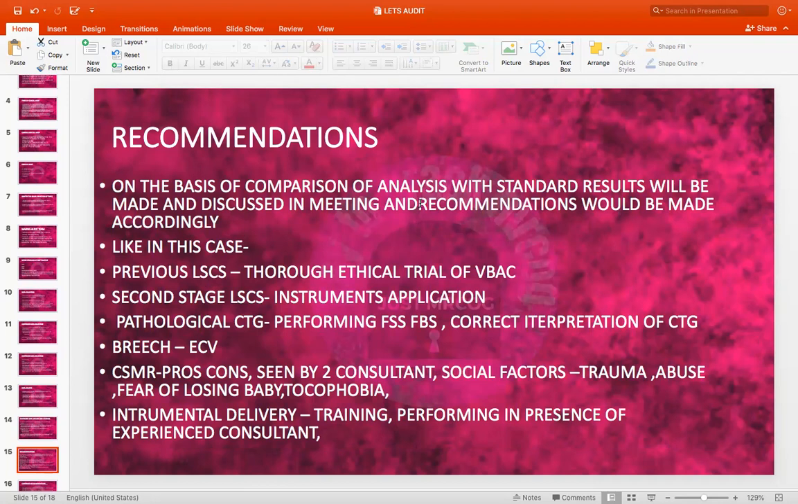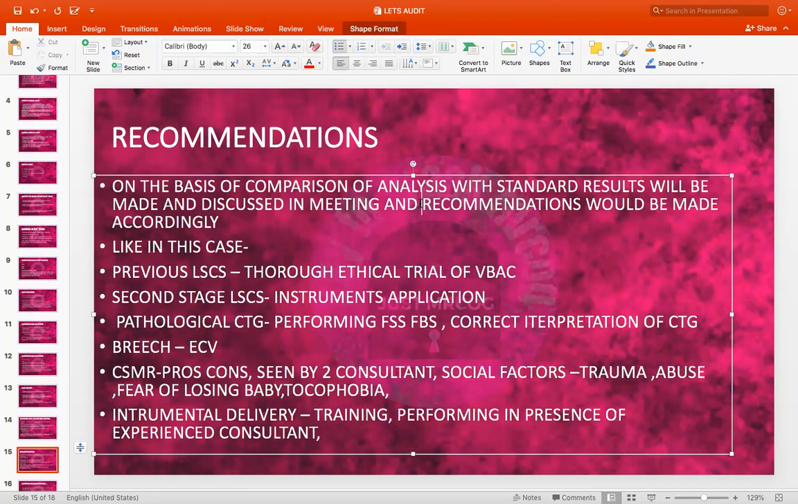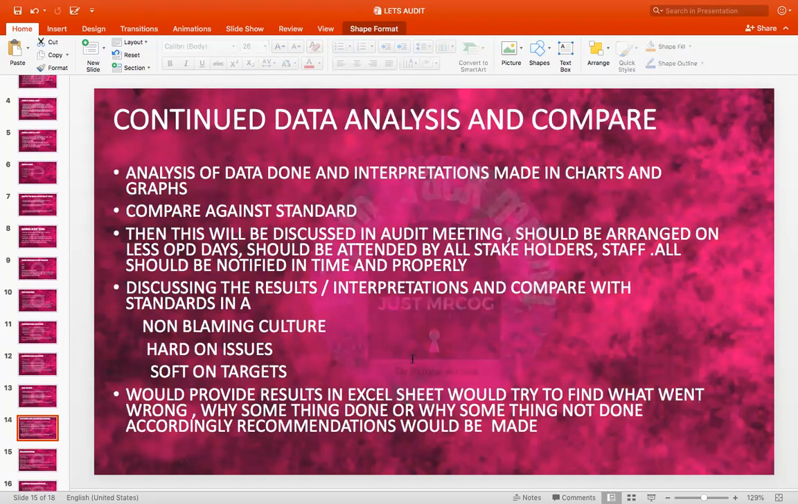The same thing I have written here. On the basis of comparison of the analysis with the standard, whatever comparison is there, the result will be made, right? So there is the analysis, there is the standard, then the result is made, and the result is made in an Excel sheet.